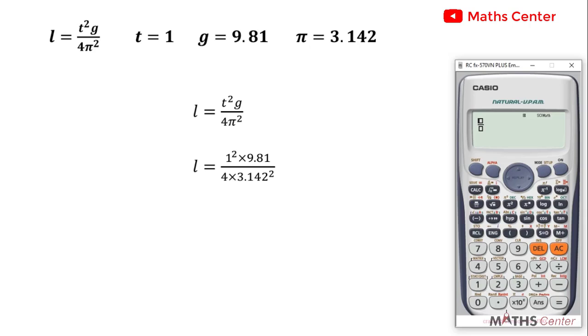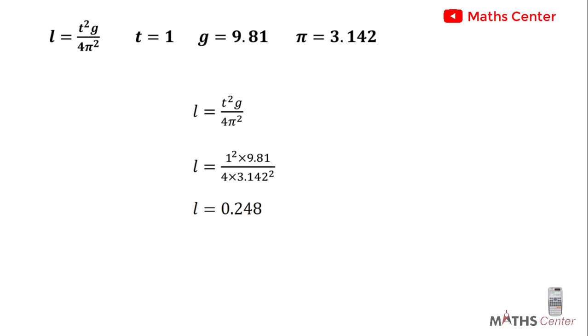Then I'll enter the whole expression that we have here once again. So 1 squared times 9.81 divided by 4 times 3.142 squared. You press enter and your calculator rounds it to 3 significant figures for you. So it's 2.48 times 10 to the power minus 1, which is the same as 0.248. So we have been able to use our calculator to round it to 3 significant figures.